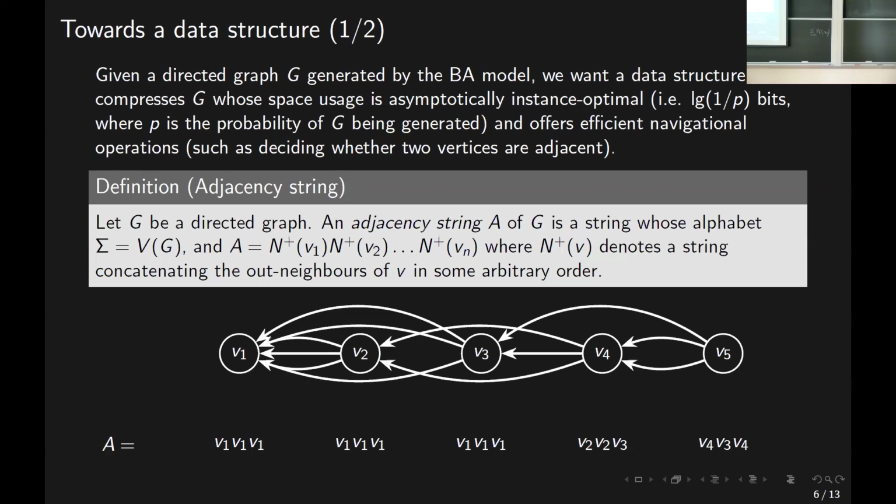one possible way to construct A would be to have V1, V1, V1. Suppose that this vertex only points to itself for convenience. For this one, all the targets are V1. Likewise for this one. For this one, we have V2, V2, V3, right? Because these are the out neighbors of V4. And for V5, the out neighbors are V4 twice and V3, right? It could be any permutation, meaning that there could be multiple ways of writing A.